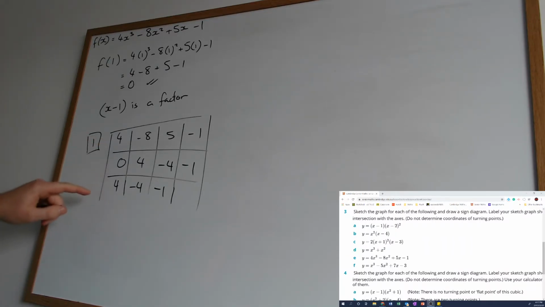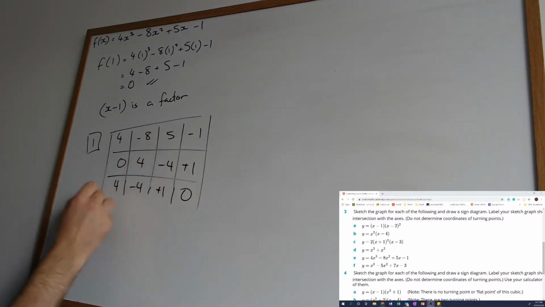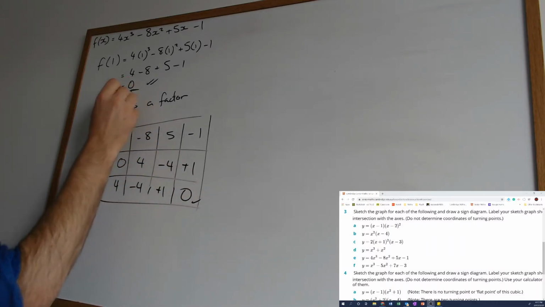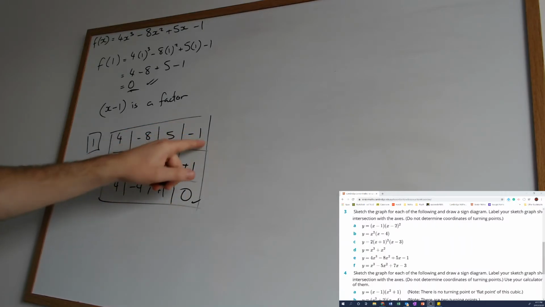4 plus 0 is 4. Negative 8 plus 4 is negative 4. 5... Oh, that should be positive 1, shouldn't it? So that should be positive 1, and equals 0. Alright, I knew it should have equaled 0. That's how I knew I made a mistake. So that 1 times 1 is 1. Negative 1 plus 1 is 0.